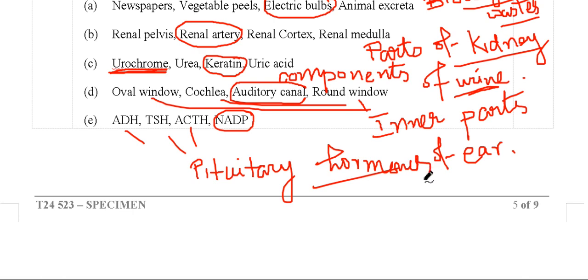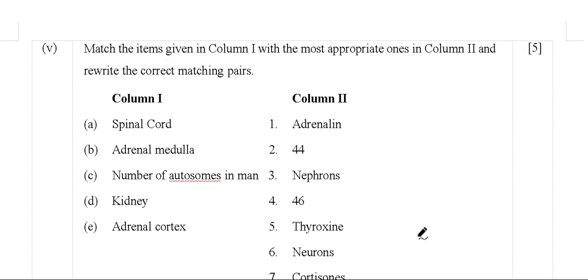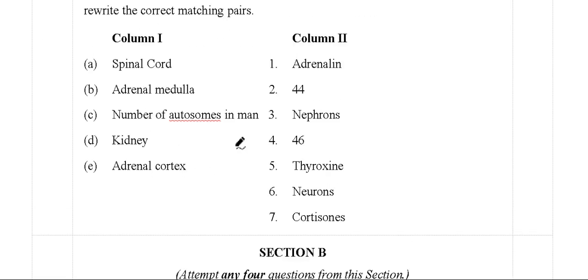Pituitary hormones. This is the name of the category. Okay, now move to the last question of this section A, because here in this video I am mainly talking about section A only, and this is the last part. Match the items given in column 1 with the most appropriate ones in column 2 and rewrite the correct matching pairs. So spinal cord, first it is given in column 1, spinal cord.